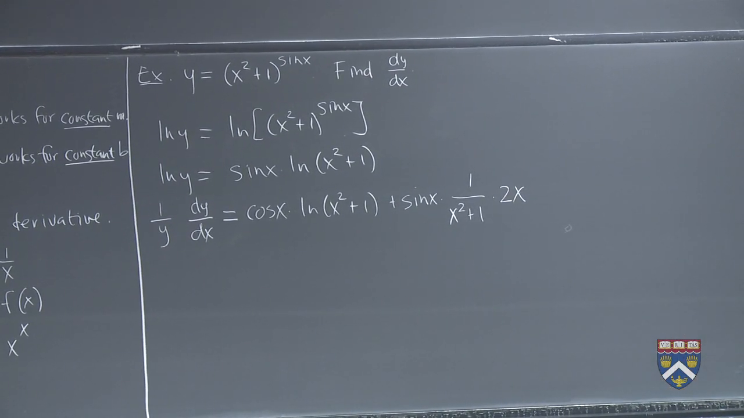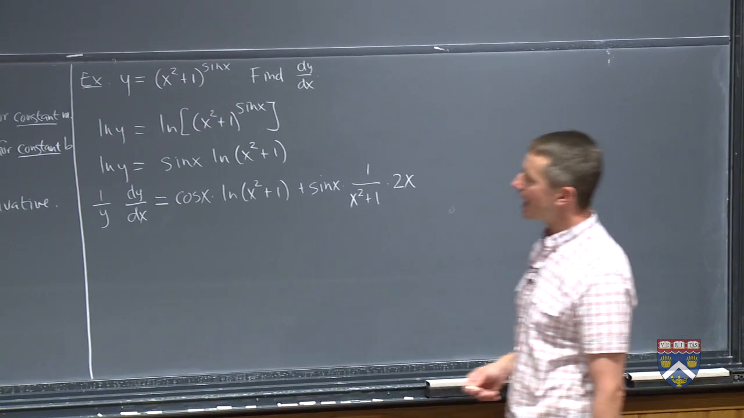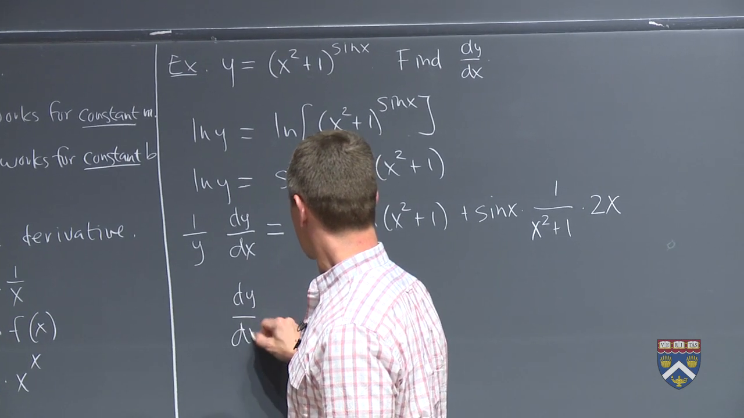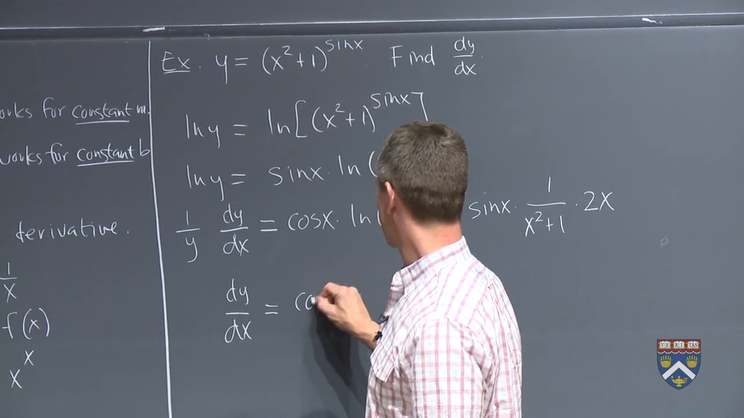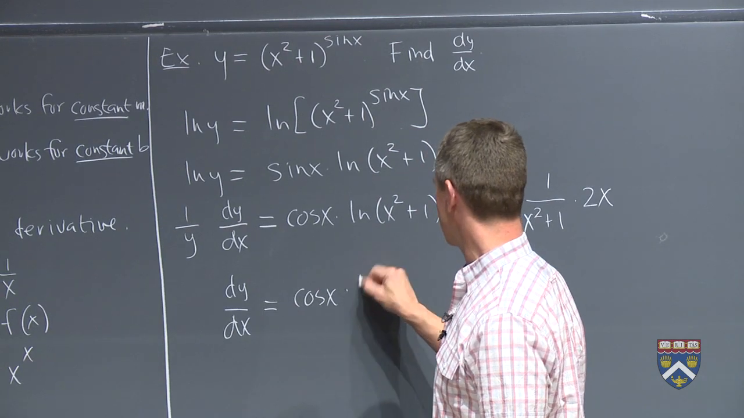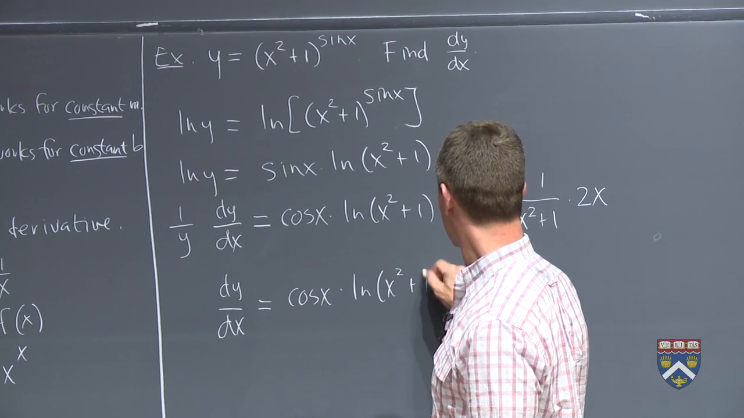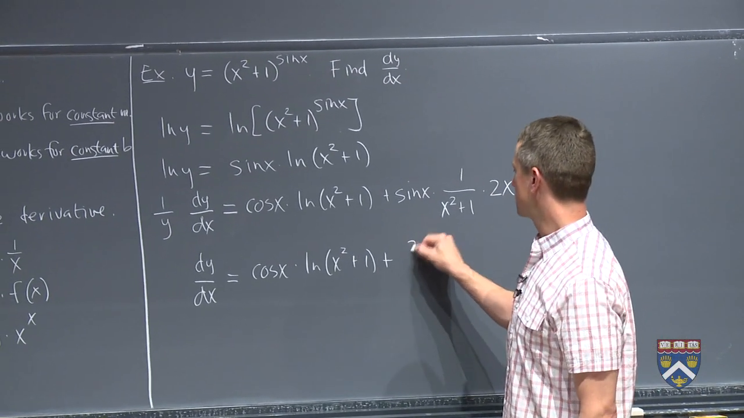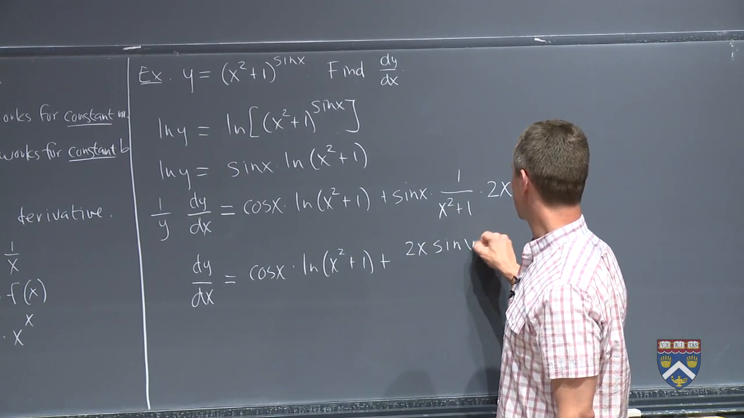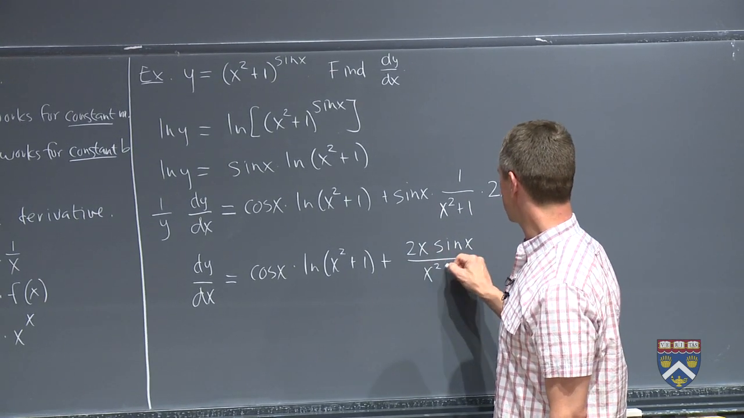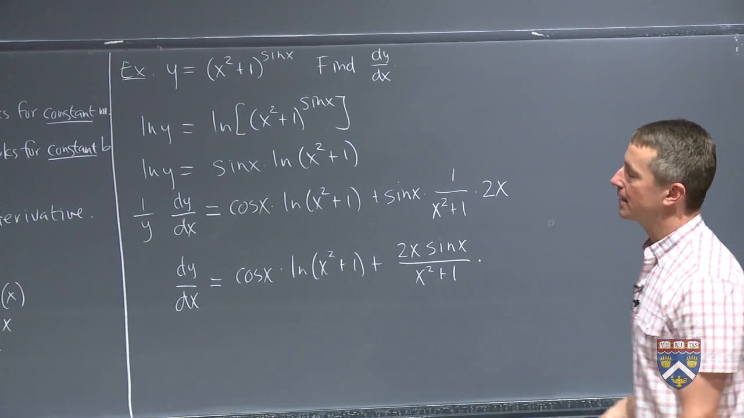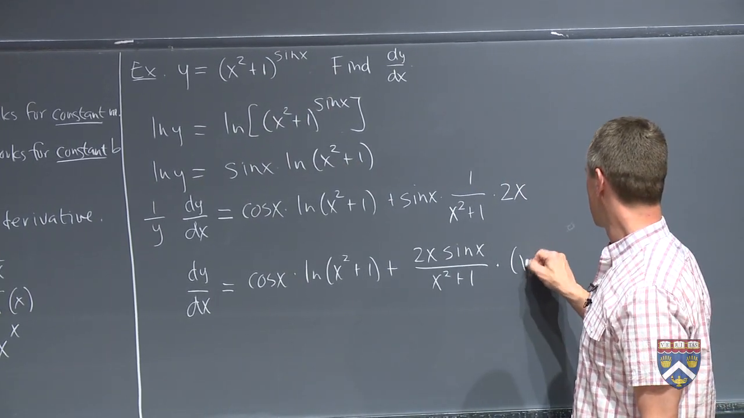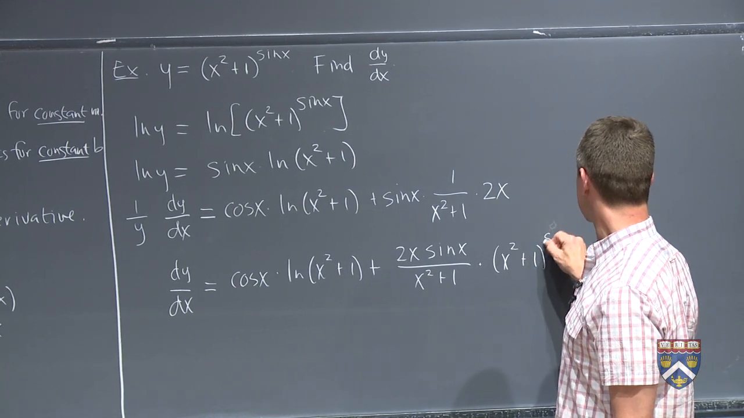Are we done? We're not done because we're trying to solve for dy dx here, right? So I'm going to multiply the y to the other side. We can clean this all up into one single fraction here. Put a 2x sine x on the top over x squared plus 1. And then this is all times the y that I multiplied over, but we know what y is. y is x squared plus 1 raised to the sine of x.